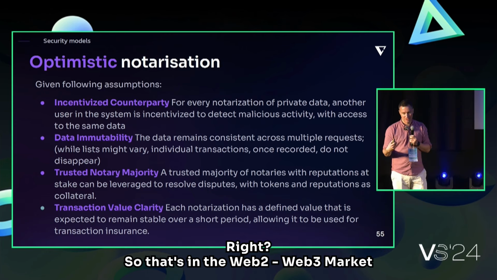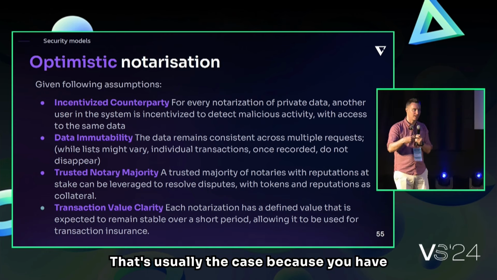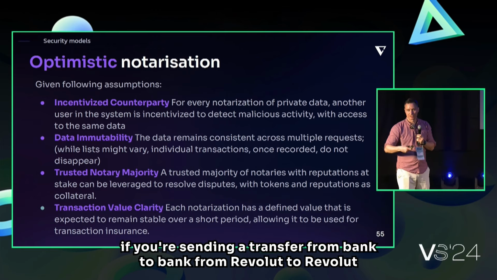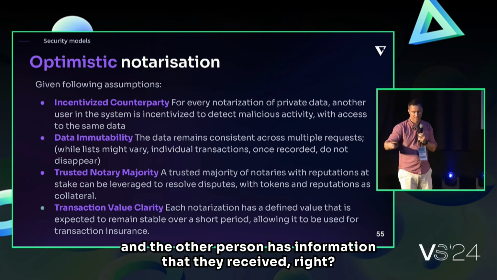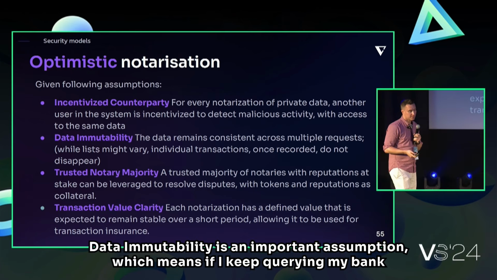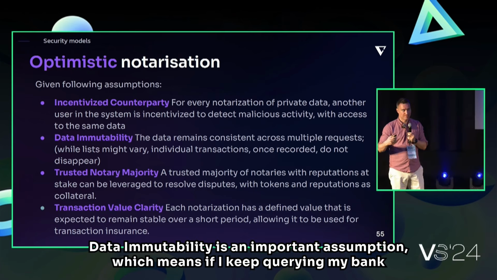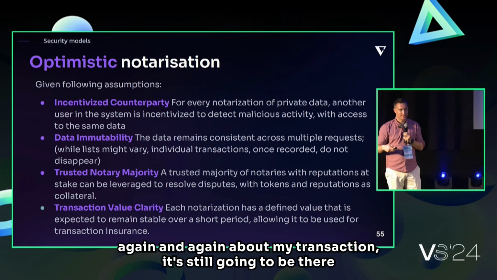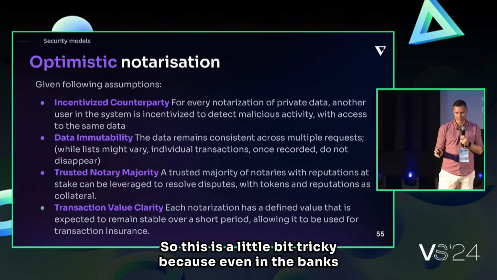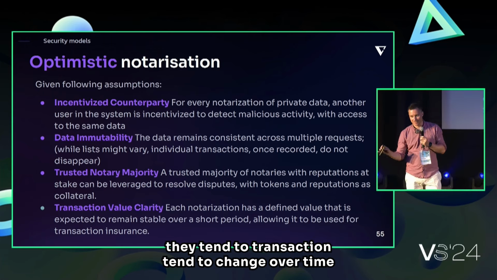So that's usually the case in the Web2, Web3 markets, because you have another user. If you're sending a transfer from bank to bank, from Revolut to Revolut, you have information that you sent, and the other person has information that they received, right? Data immutability is an important assumption, which means if I keep querying my bank again and again about my transaction, it's still going to be there, and it's going to be the same transaction. This is a little bit tricky, because even in the banks, transactions tend to change over time.